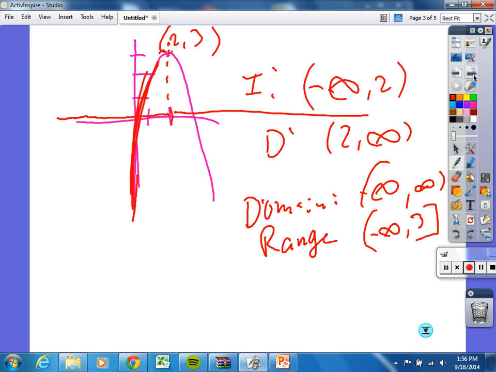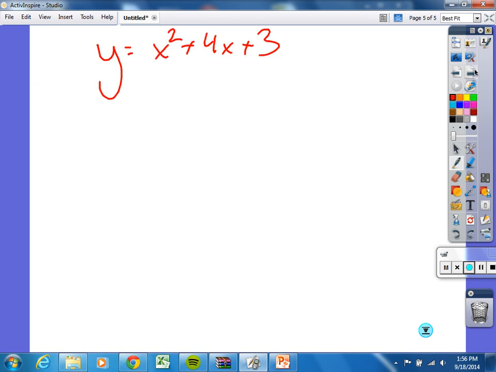But the key thing is we want to find that vertex, because either way, that helps us find the increasing and decreasing intervals. Does that make sense, what I'm saying? Yes, no, maybe so. Because as soon as I get to that high point or that low point, that tells me where I'm increasing and decreasing. Right? Okay, so I'm going to show you how to find the vertex.